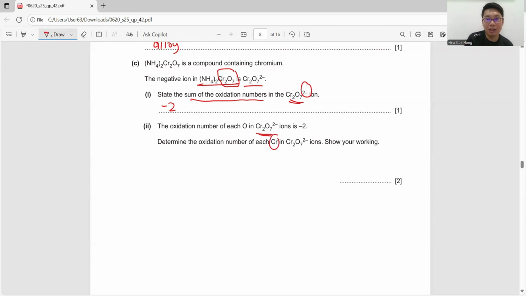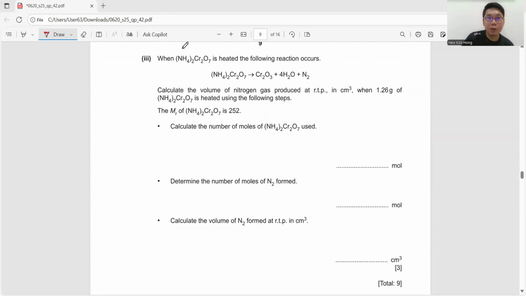Determine the oxidation number of chromium. So for the chromium, we assume it as X. We have 2 chromium plus these 7 oxygen, which is -2, and at last it will become -2. Then we can count: -14 moved here becomes +14, so it's +6.